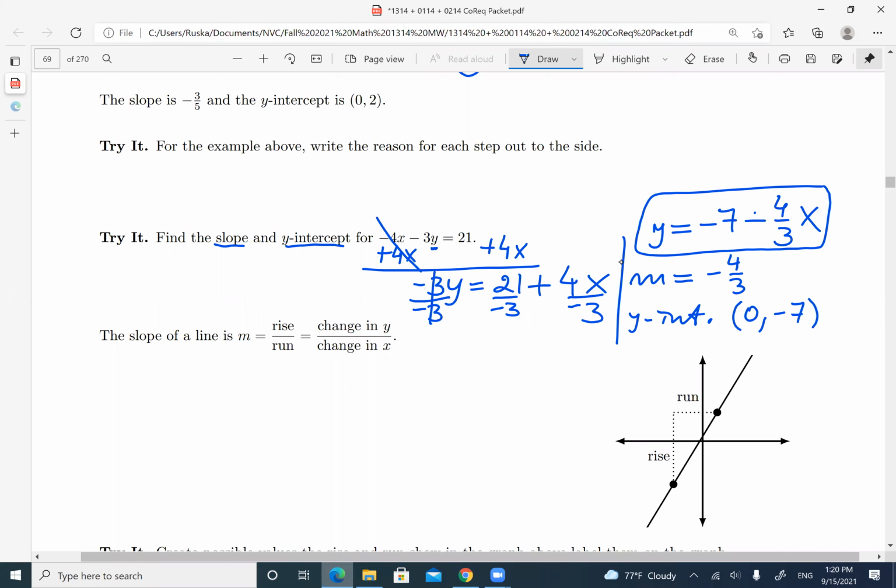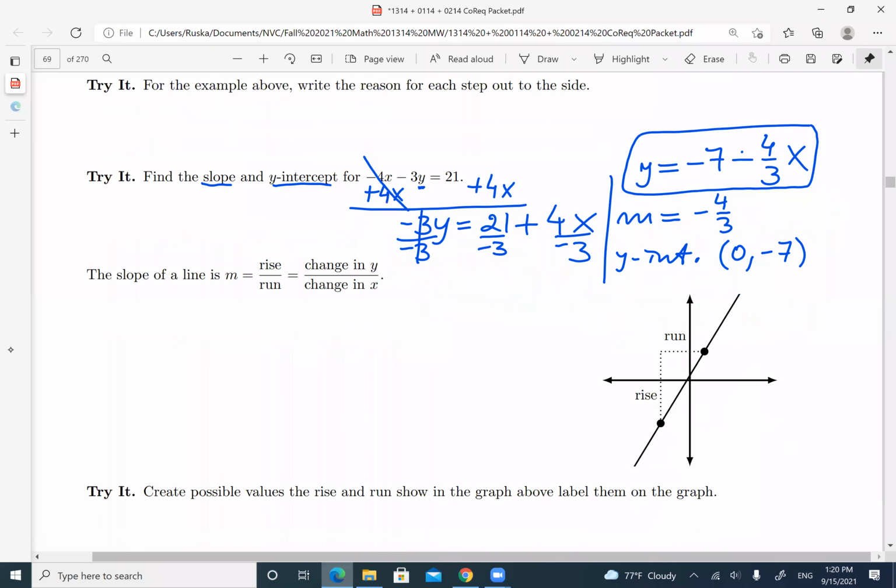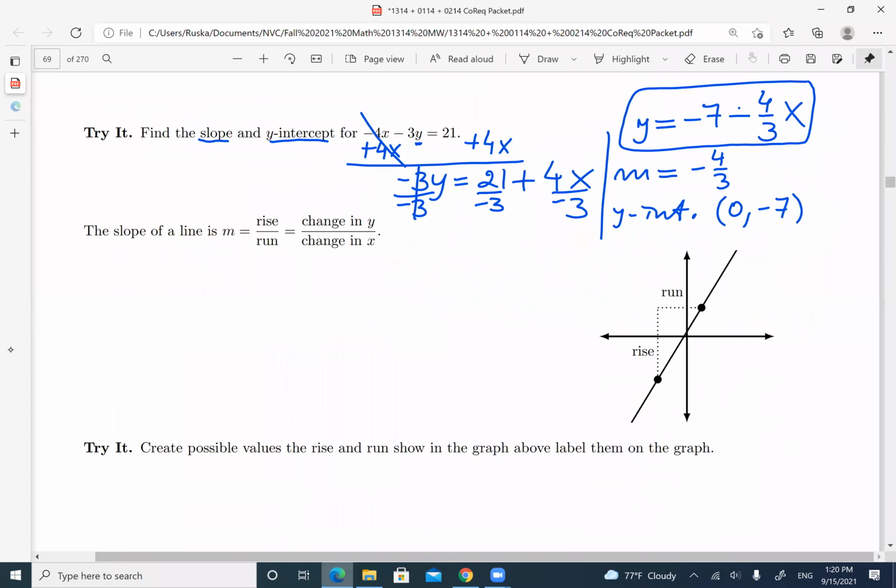So the graph is going to cross the y-axis at negative 7, and the slope is negative 4 over 3. So let me explain what the slope means. The slope is pretty much rise over run, which is the same as change in y over change in x. And here you have a little graph to explain that concept. From point to point, you count how many steps you go up. This is your rise, and how many steps you go over is the run. And the ratio between them is the slope. So the slope is a number.